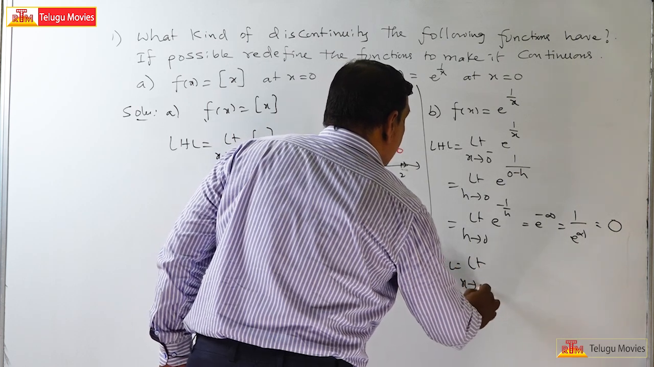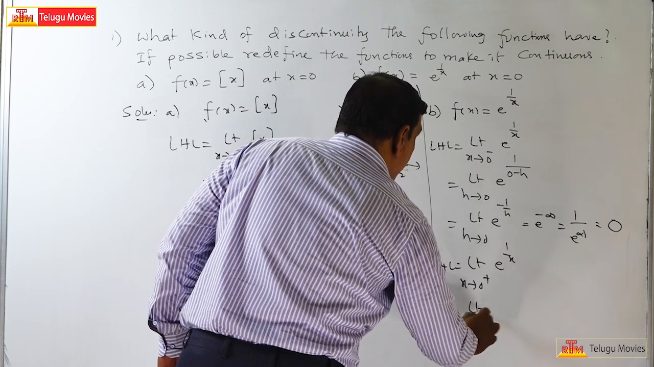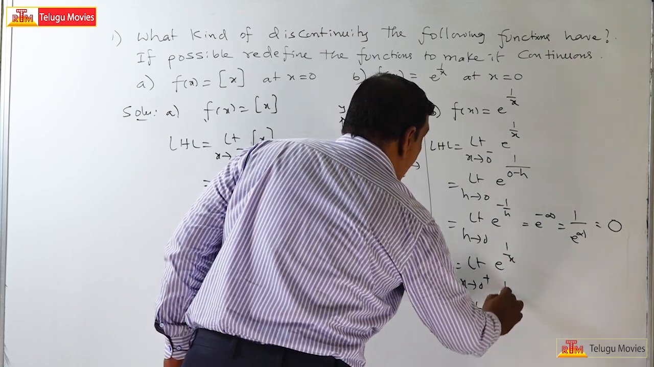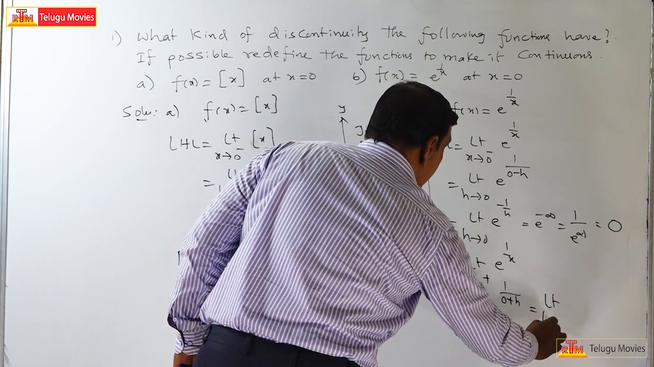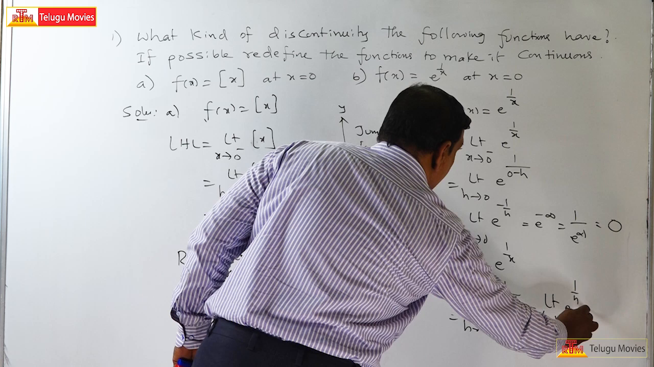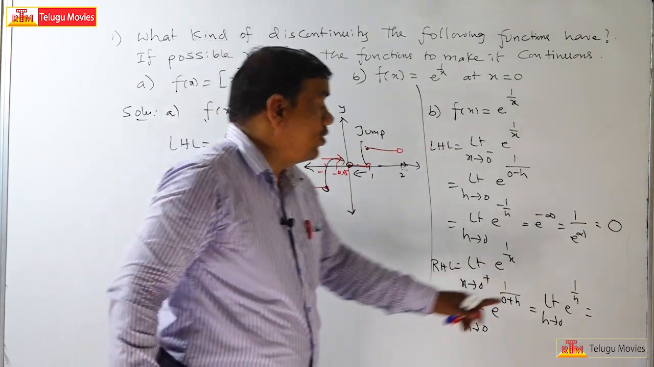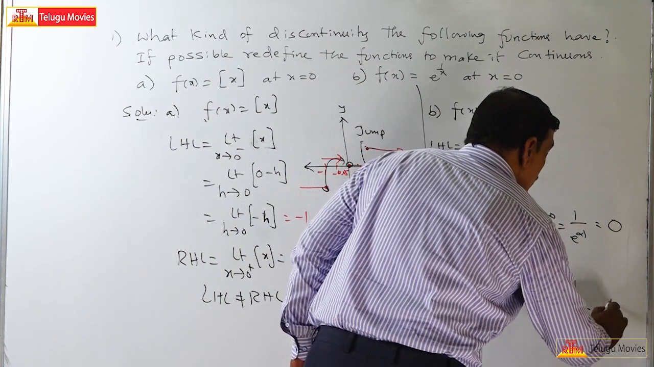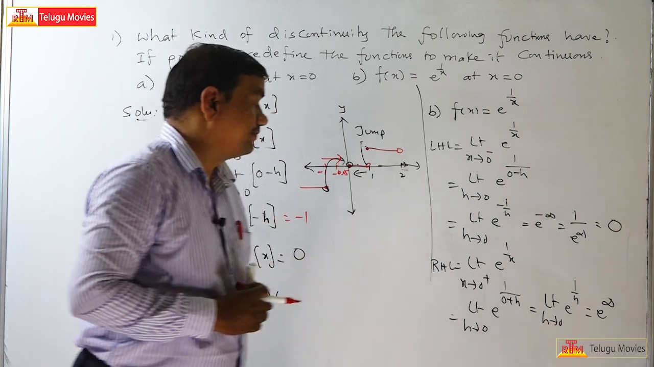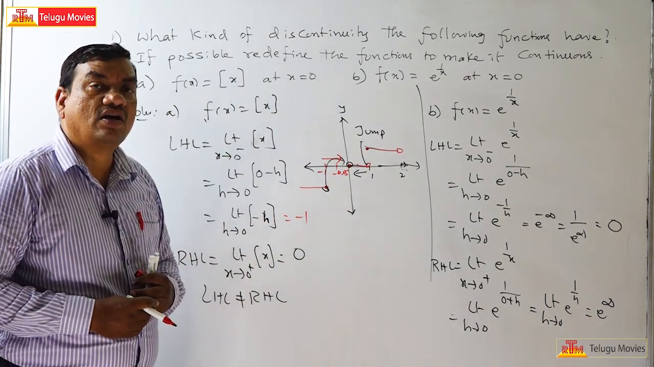Limit x tends to 0 plus, e power 1 by x. So limit h tends to 0, e power 1 by (0 plus h), which is equal to limit h tends to 0, e power 1 by h. As h value approaches 0, 1 by h value approaches infinity. So this is equal to e to the power of infinity. So clearly the left hand side limit and right hand side limit are not equal.